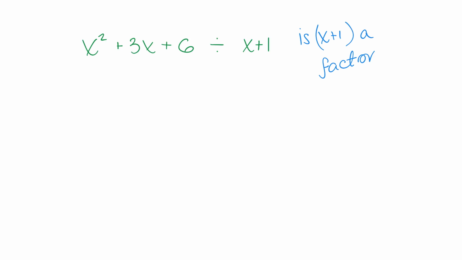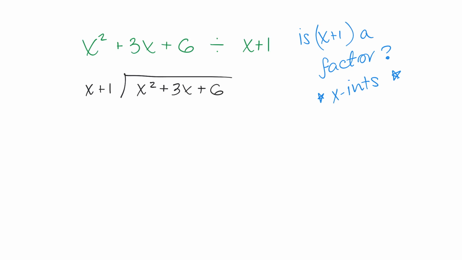Okay, this time, let's say we're going to take x squared plus 3x plus 6, and we are going to divide it by x plus 1. And really, the reason we're dividing is because we want to know, is x plus 1 a factor? Okay, and the reason we want to know that is because that's usually where we can find our x-intercepts, right? Factors lead us to x-intercepts. That's super important, super important. So we're going to set this bad boy up. All right, we're going to say x plus 1. And we're going to say x squared plus 3x plus 6. Make sure you're in descending order.